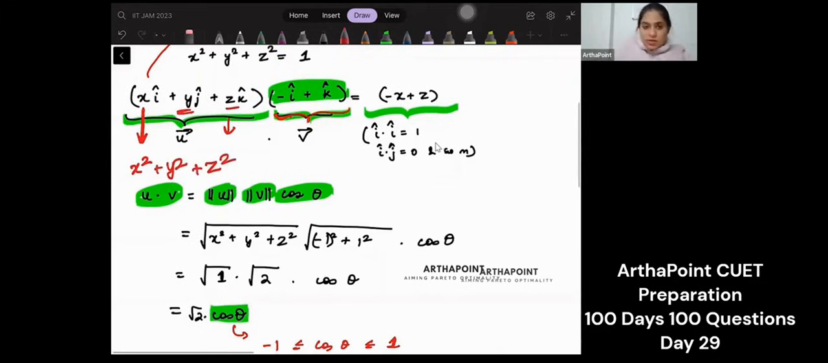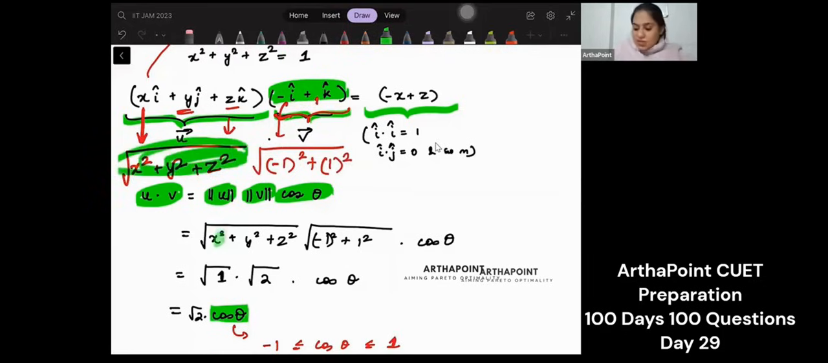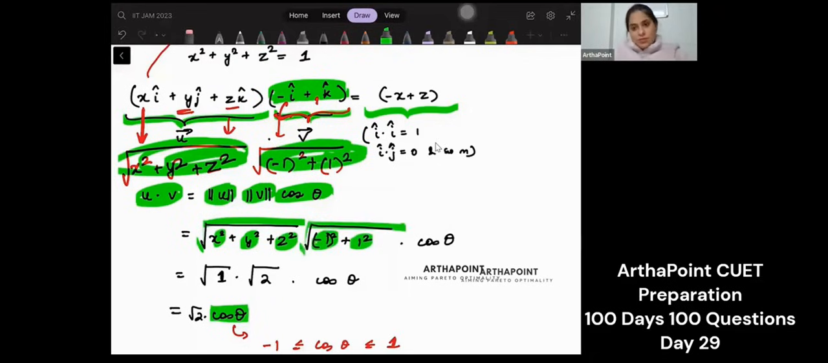The magnitude of this vector is its coefficient minus 1 squared plus its coefficient 1 squared. Those are their magnitudes. So when I find the magnitude of this vector, I will get x squared plus y squared plus z squared under root. And when I find the magnitude of this vector, I will get minus 1 squared plus 1 squared under root, into cos theta.